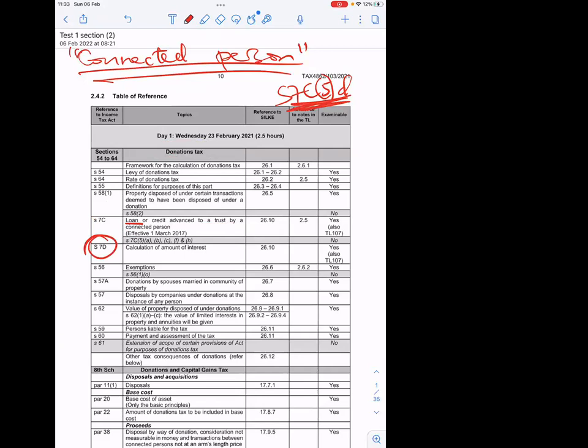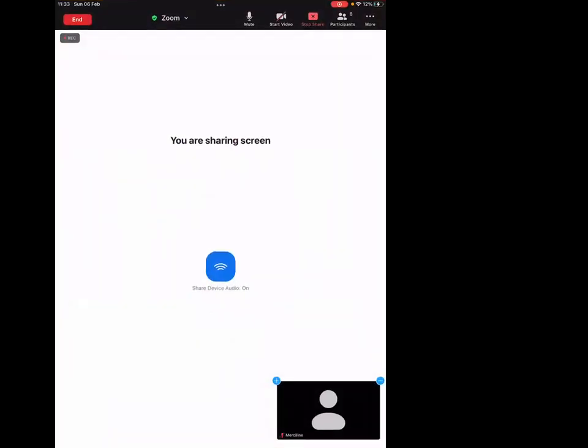Hey, someone saying they are not able to connect. Let me tell them what to do.